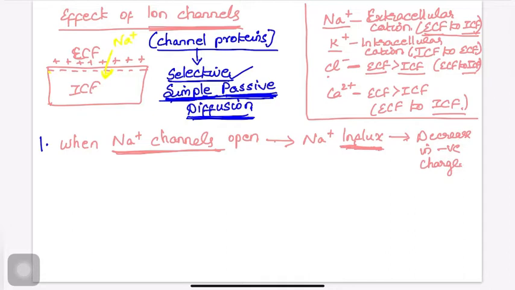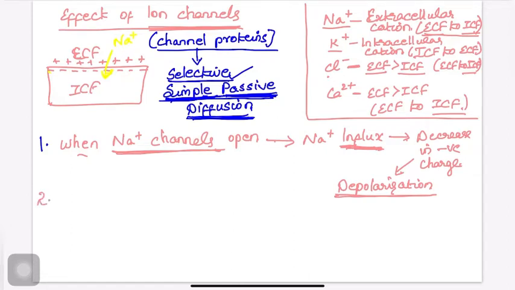What does a decrease in negative charge mean? The decrease in negativity of the cell is termed depolarization, right? What is depolarization? Depolarization is reversal of polarity. It can be attained by two things: decreasing negativity inside the cell, or decreasing positivity outside the cell. Here, as sodium moves inside the cell, the negativity inside the cell will decrease. So opening of sodium channels will cause depolarization. You understood what depolarization is, right?